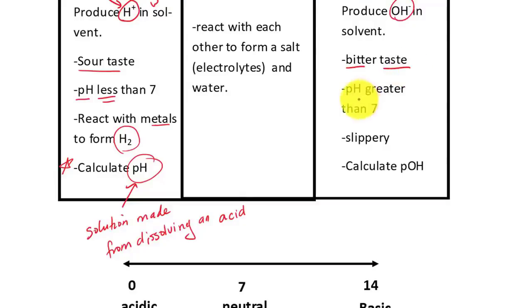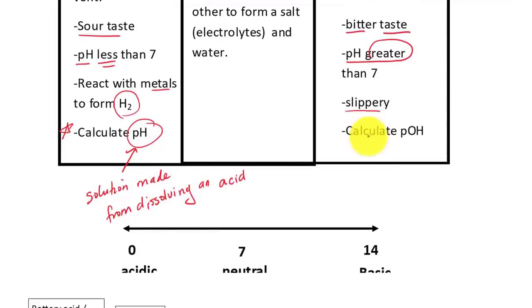But on a pH scale, remember acid and base are kind of opposite to each other. In this case, if acid is less than 7, pH for a base would be greater than 7 on a pH scale. And another characteristic of bases is that they are very slippery. Think of soap. When you think of bases, think of soap, like hand soap.